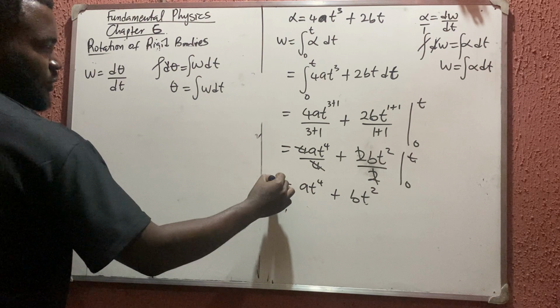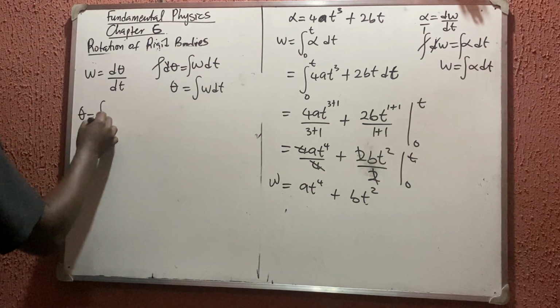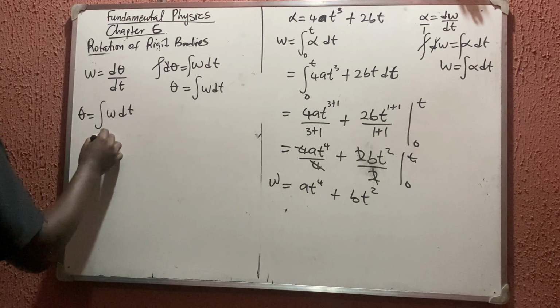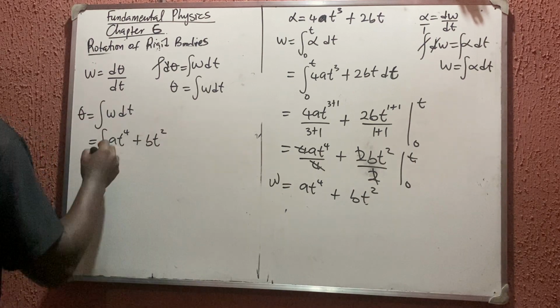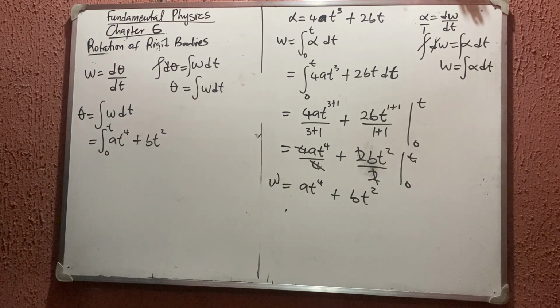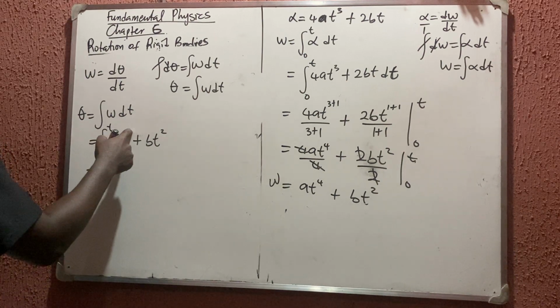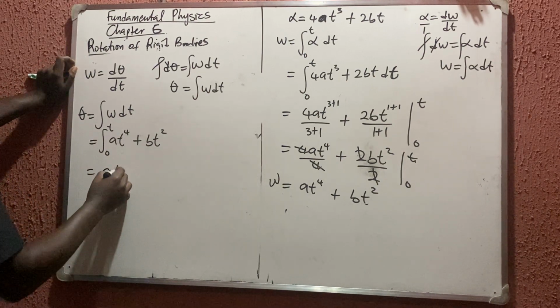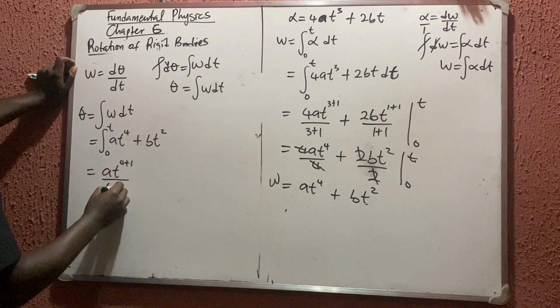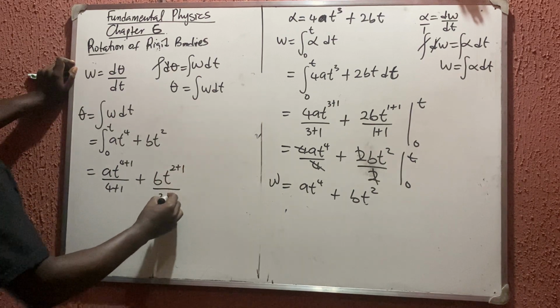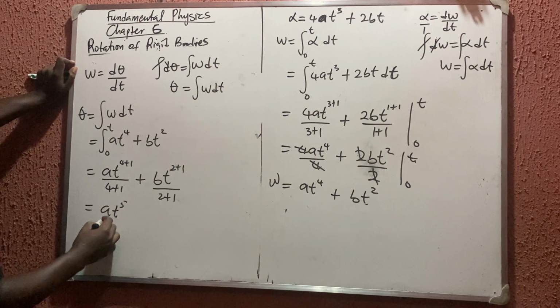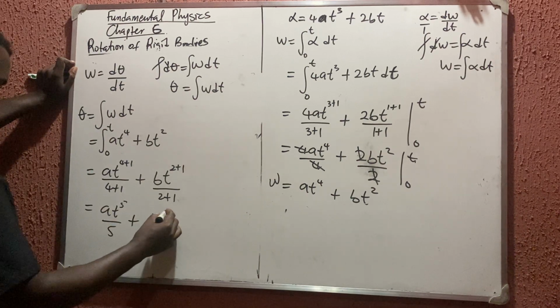Okay, so which is what? I've gotten my w. So therefore my theta is now the integral of w dt, which is the integral of at^4 plus bt^2. Don't forget that is from 0 to t. So this is equal to what? Don't forget, add 1 to the power, divide by the new power. So I'll say at raised to power 4 plus 1 divided by the same 4 plus 1, plus b t raised to power 2 plus 1 all over 2 plus 1. So I'm going to have at^5 over 5 plus bt^3 over 3.